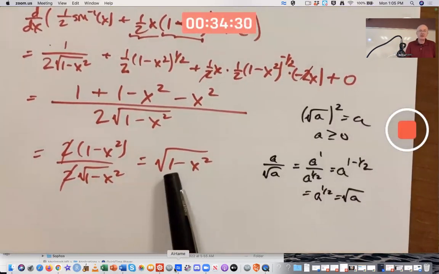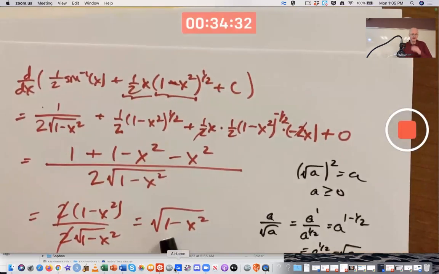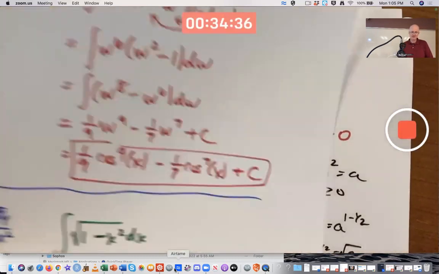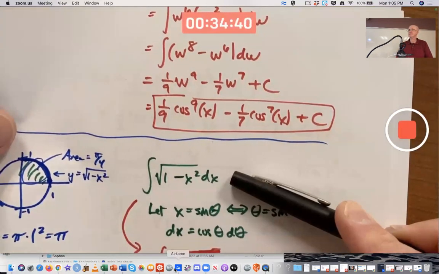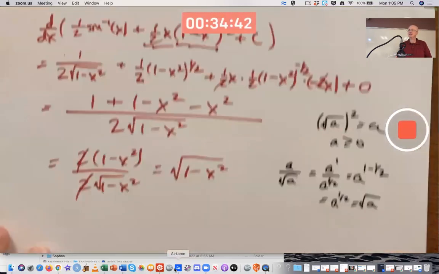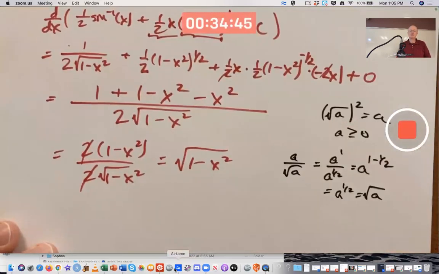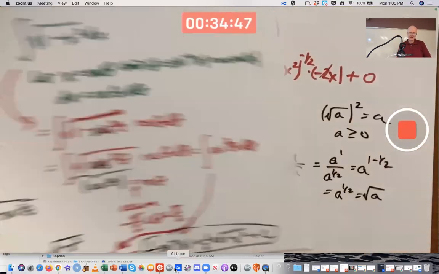And that's what I was hoping I would get, right? I'm differentiating the answer. I better get the function I was integrating, and that's what that was. There's the original problem. So again, here's the final answer.